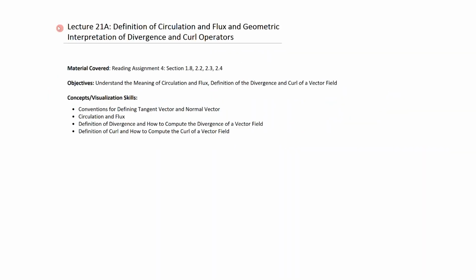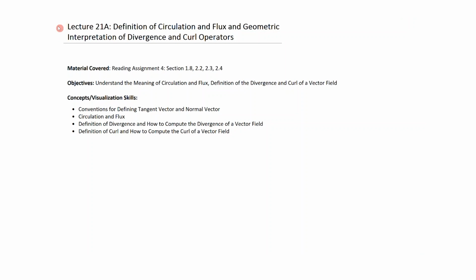Welcome to Lecture 21A, entitled Definition of Circulation and Flux and Geometric Interpretation of the Divergence and Curl Operators. So this is basically now a teaching module which involves a couple of new concepts, and we'll be using these concepts throughout the remainder of the course. The material for this lecture comes from reading assignment 4, sections 1.8, 2.2, 2.3, and 2.4.